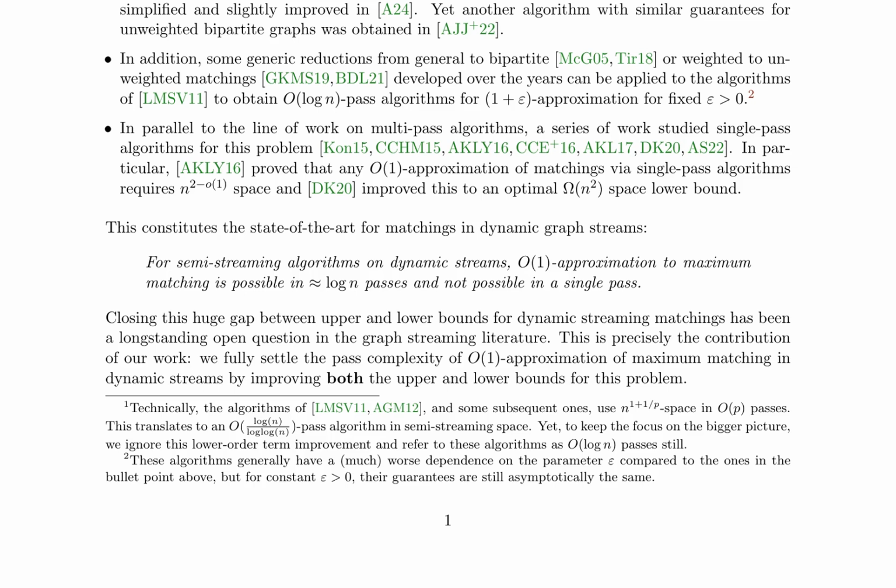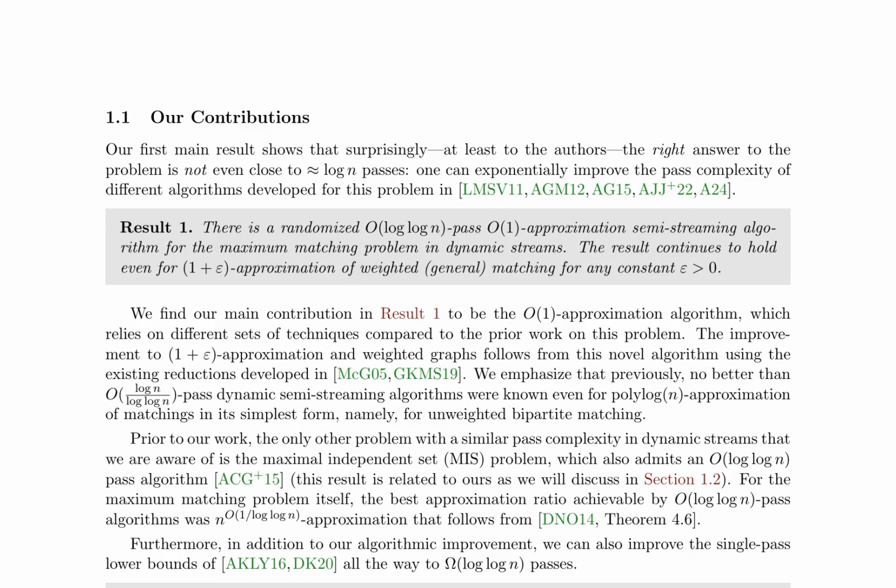The authors present two main results. Result 1 shows that there is a randomized log n pass O(1) approximation semistreaming algorithm for the maximum matching problem in dynamic streams. This result holds even for 1 plus epsilon approximation of weighted, general matching for any constant epsilon greater than 0. The algorithm relies on different techniques compared to prior work on this problem.